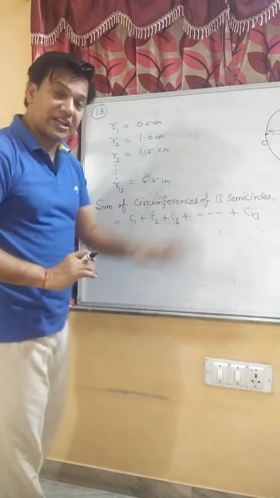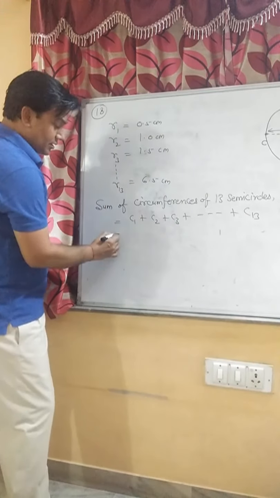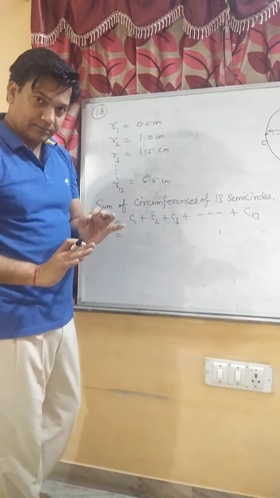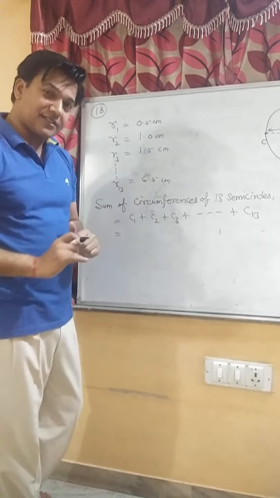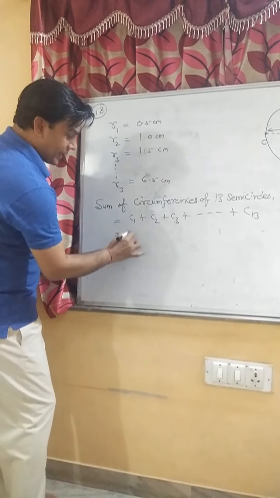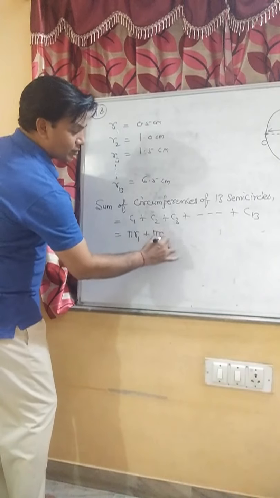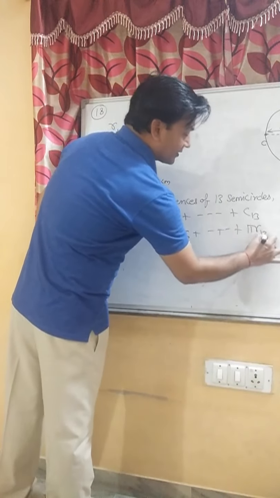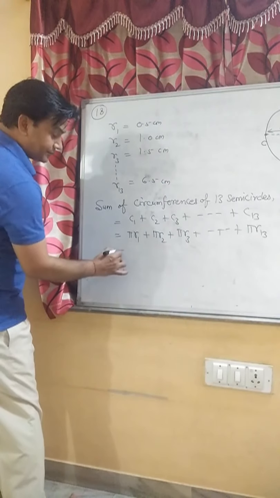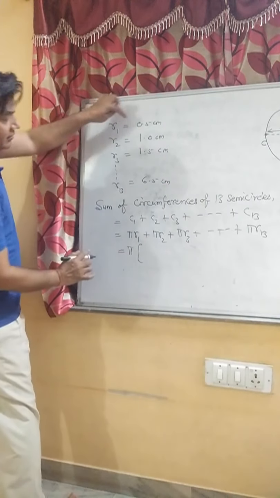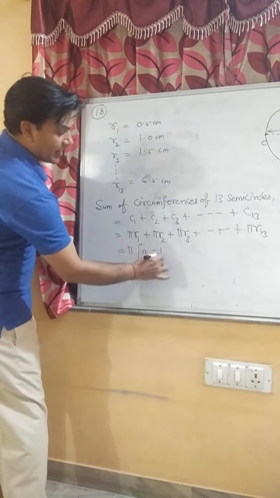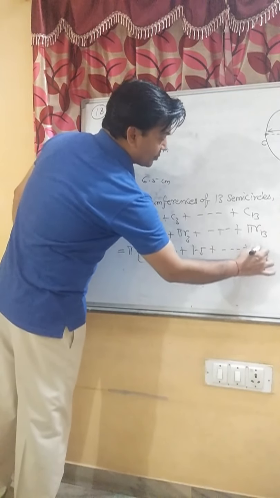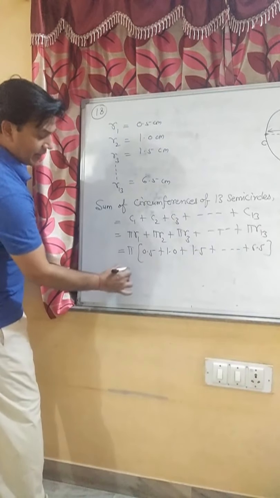So how many terms are here? The circumference of a semicircle: a full circle is 2 pi r, so half of the circle is pi r. So pi R1 plus pi R2 plus pi R3 up to pi R13. Taking pi as common, inside R1 that is 0.5, R2 1.0, R3 1.5 up to 6.5. The value of pi is 22 by 7.